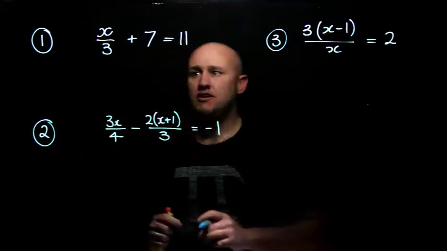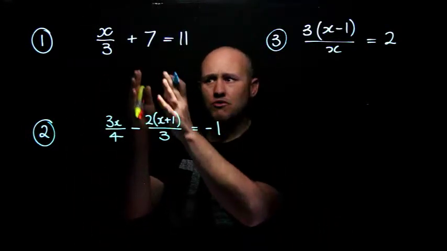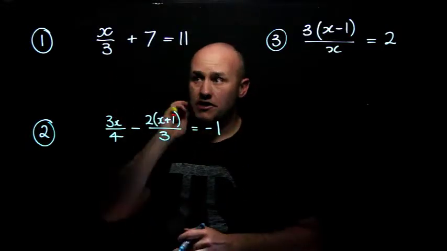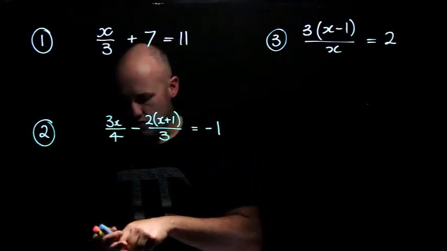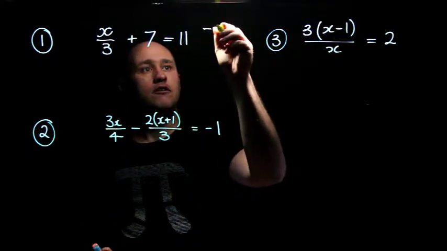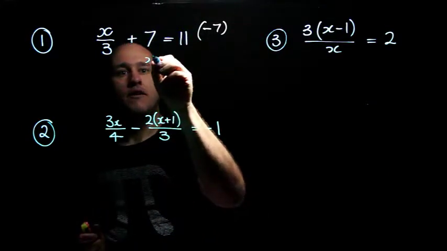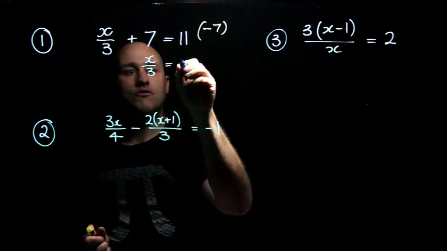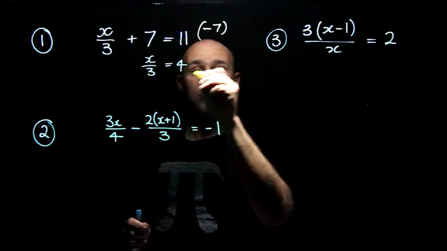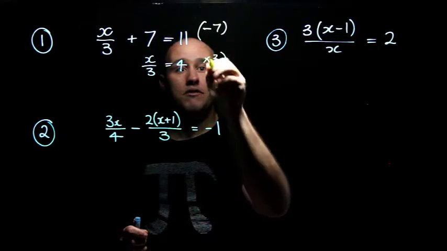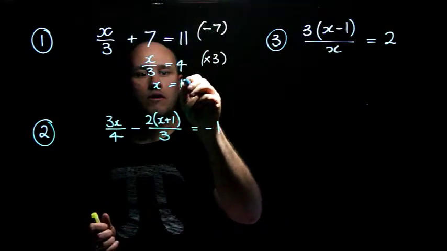I haven't got much space because actually it's not too bad. I just want to remind you that if you have a linear equation like this with a fraction in it, the fraction is really easy to deal with. I'm going to do this using the most common method, which would be to subtract 7 from both sides. And so that gives me x over 3 is equal to 4. And then recognise that the opposite to dividing by 3 is to multiply by 3. And that gives me that x is equal to 12.